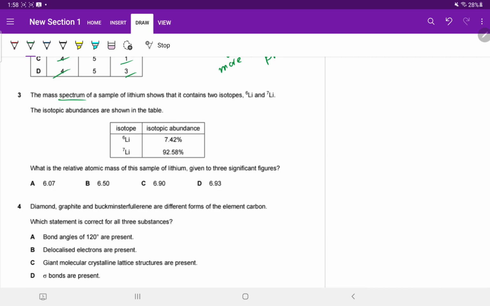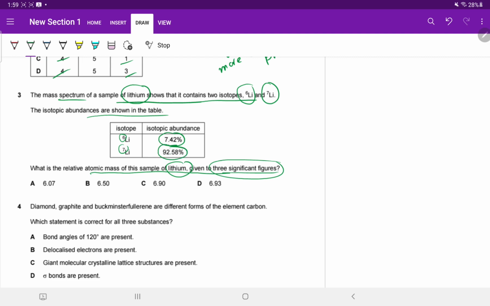Okay, so question number 3. The mass spectrum of simple lithium shows that it contains 2 isotopes, lithium-6 and lithium-7. The isotopic abundances are shown in the table. What is the relative atomic mass of a sample of lithium, given to 3 significant figures? Whenever we are asked to calculate this, a very simple shortcut is multiplying 6 times its abundance and 7 times 92.58, divided by 100. At first we can add these two up: 7.42 plus 92.58 gives us 100%. That means we do not have any other isotopes of lithium.